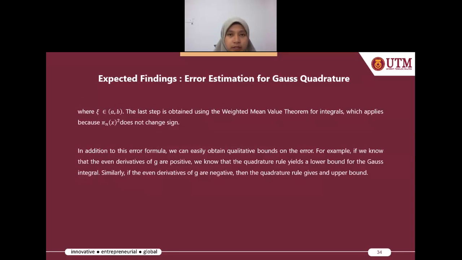In addition to this area formula, we can easily obtain qualitative bounds on the area. For example, if we know that the even derivatives of g are positive, we know that the quadrature rule yields a lower bound for the Gauss integral. Similarly, if the even derivatives of g are negative, then the quadrature rule gives an upper bound.